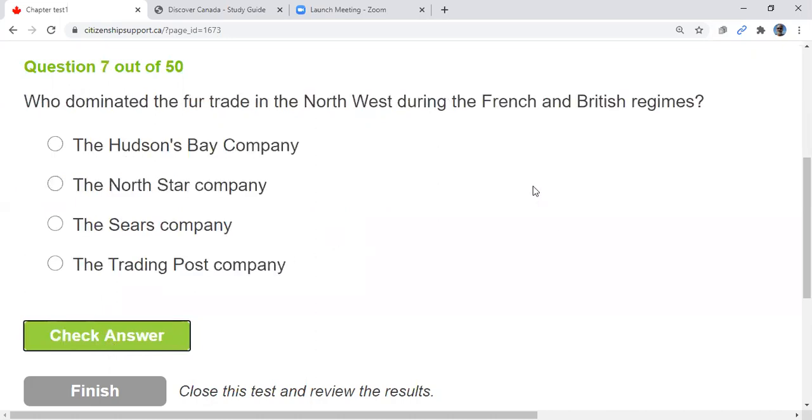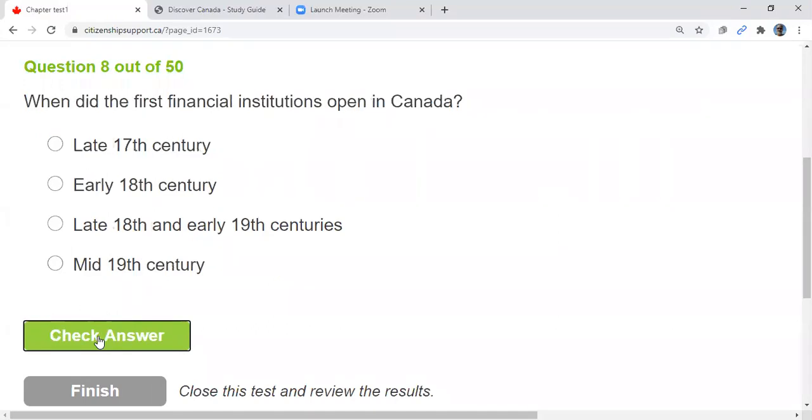And then this one is for Diala again, please. Who dominated the fur trade in the Northwest during the French and British regimes? The Hudson Bay Company. Good. And then this one is for Manal, please.